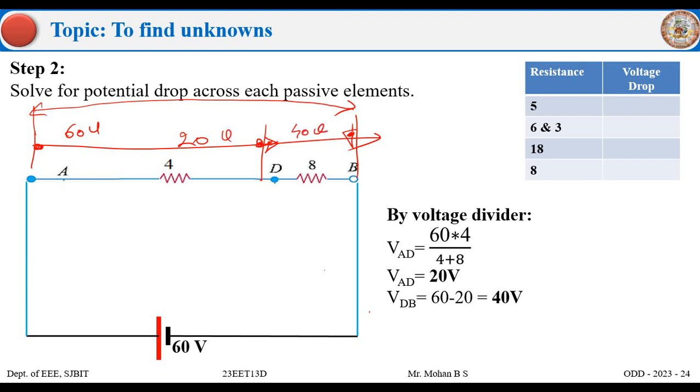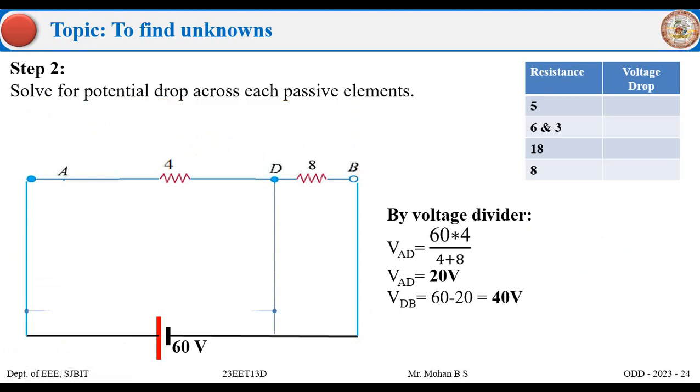Or you can simply use voltage divider, which says VDB is equal to main voltage into same resistance divided by the sum of the resistances, which again gives you 40 volts. So this is 20 and this is 40. So how have we got this 4 ohms? 8 was there as it is. So let us write down the voltage drop for 8 as 40. And now I'm saying that the voltage drop across 5 is also 20.